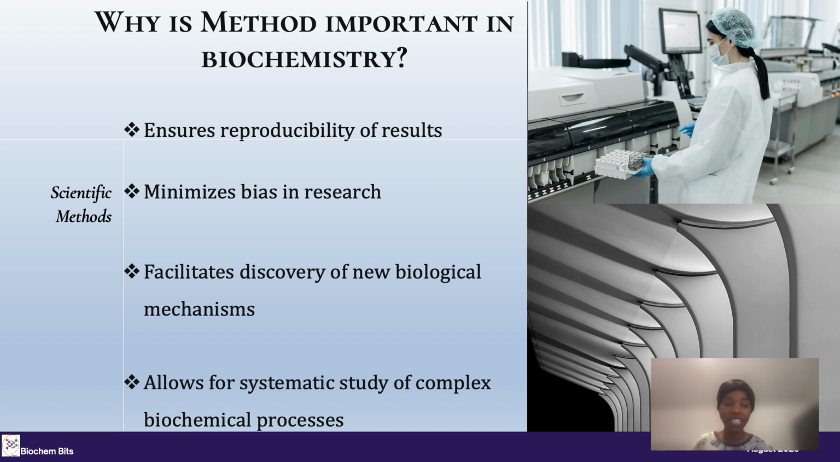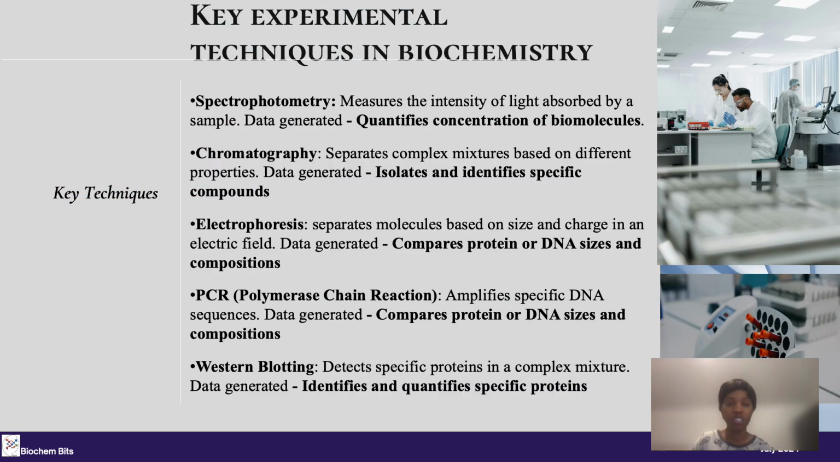And so finally it allows the systematic study of complex biochemical processes with confidence, because scientists all over the world are able to build a kind of framework for breaking down some of these techniques and managing the research questions that may arise during the course of research. In biochemistry, there are high throughput technologies, techniques that are involved in carrying out experiments, but I'll just speak to these five basic ones: spectrophotometry, chromatography, electrophoresis, polymerase chain reaction, and Western blotting.